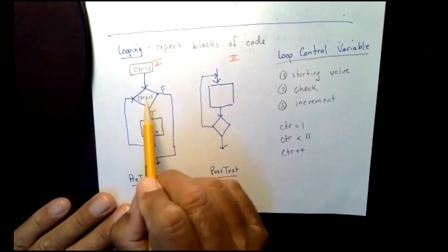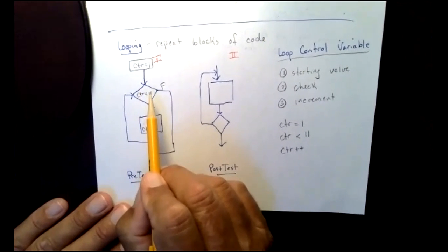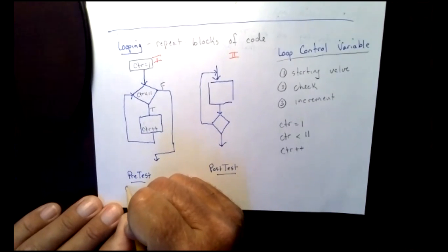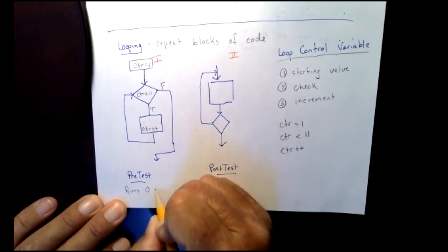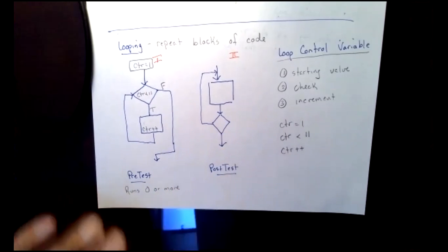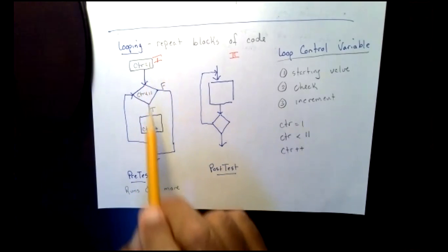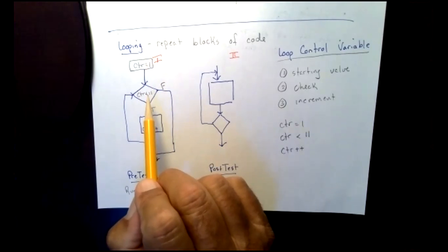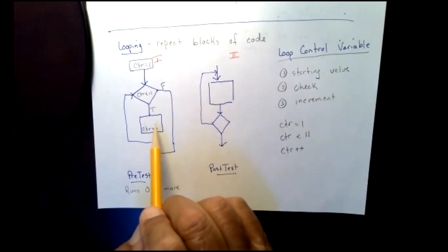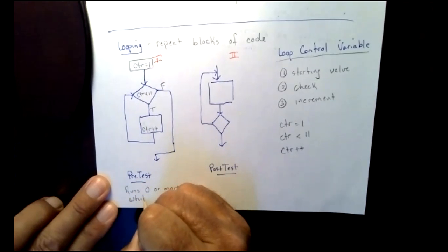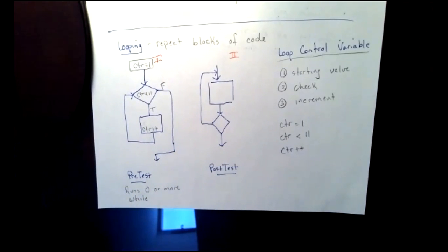Okay, this guy is called a pretest because I do my check before I do the body. And one of the things about the pretest is this guy will run 0 or more times. Because I could come in and all of a sudden hit this check, and you're going to see lots of different ways this loop is used. We're going to hit that pre-check, and I may never want to do the body of this loop. I may want to get out right away. And this is an example of what we're going to call a while loop. Okay, it's a pretest. It runs 0 or more times.